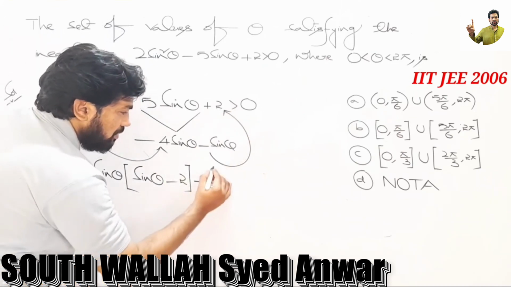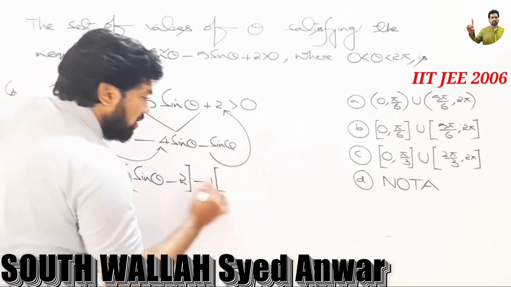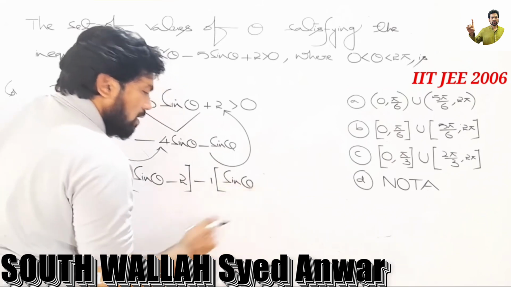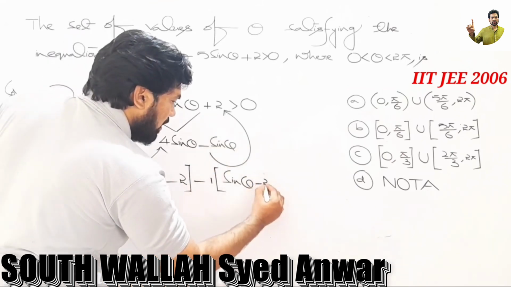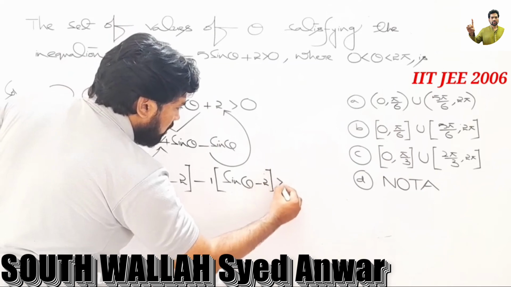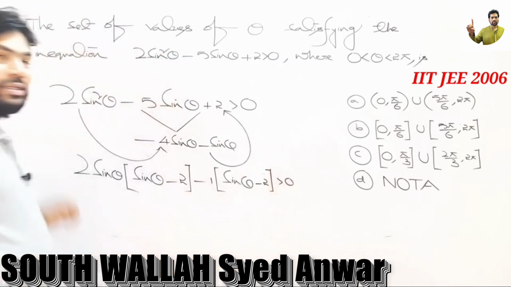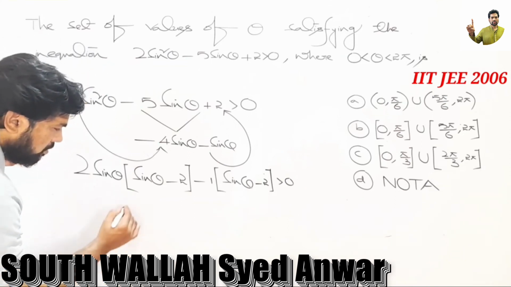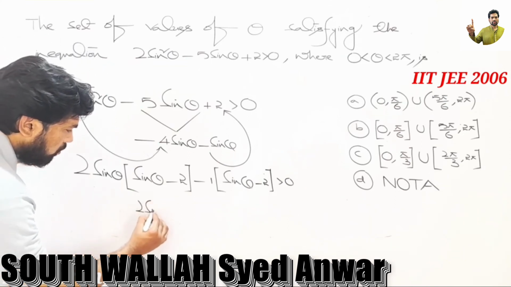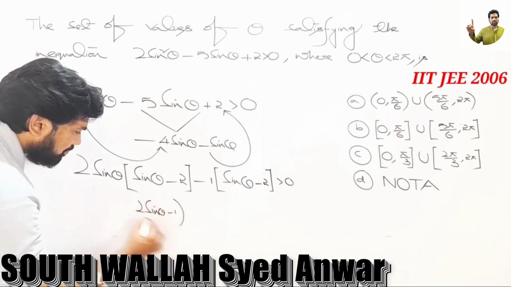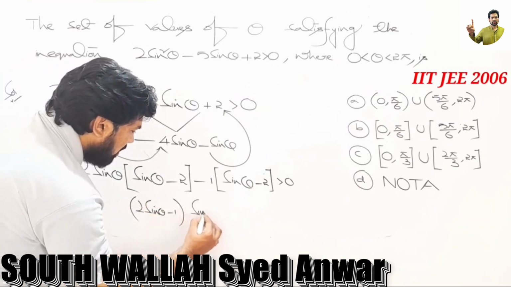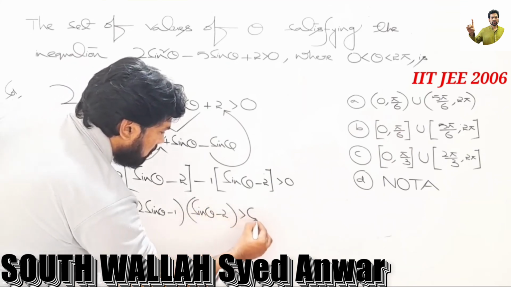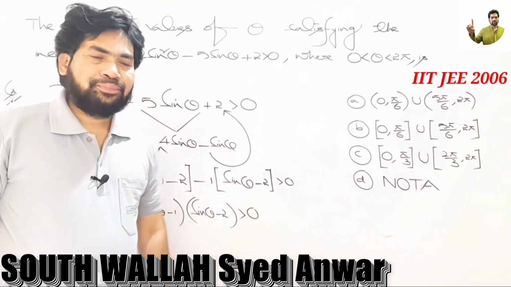Next, from the last two terms, I am going to take minus 1 common in order to get the same factor here. So minus 1 I have taken common here: sin theta minus 2. There is no change in the inequality sign here. Greater than 0. Now 2 sin theta minus 1 into sin theta minus 2. So these are the two factors for this inequality.